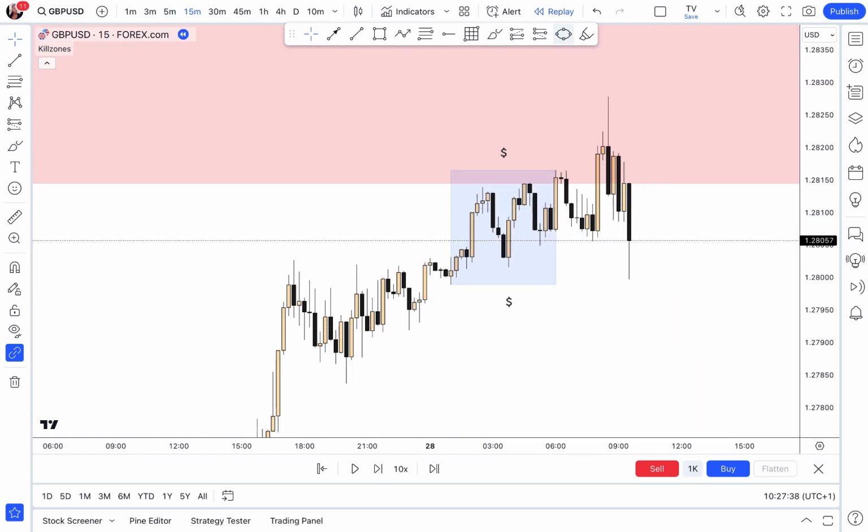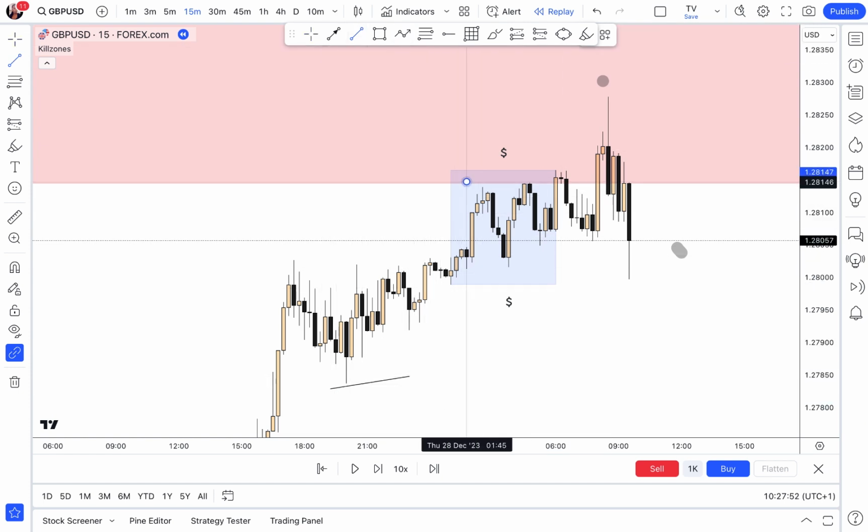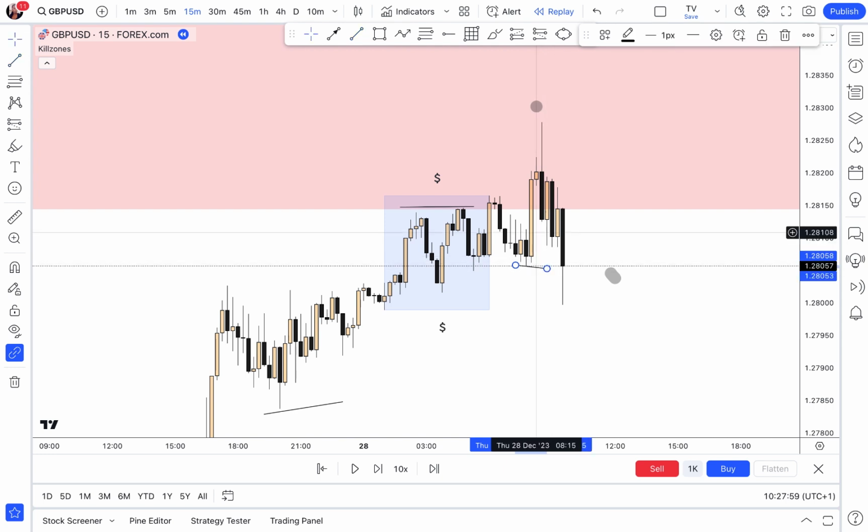So as you can see, we've pushed into this supply zone. Now we want to mark out our structure to know where to take our entry from. So if we look at how market has pushed up right here, we have this low. This low gave rise to this high. Then we created this low, and this low gave us this last high.